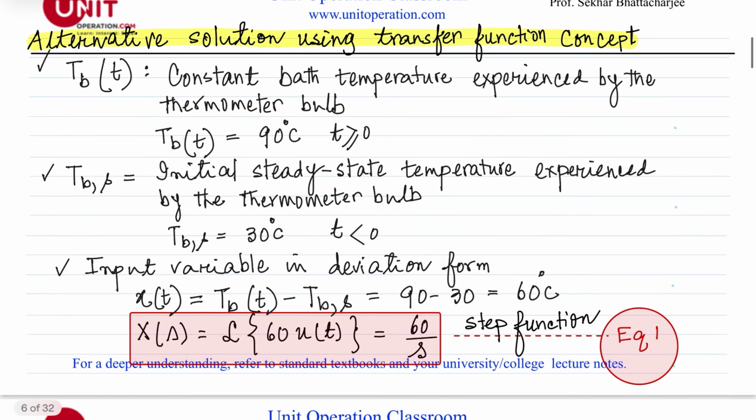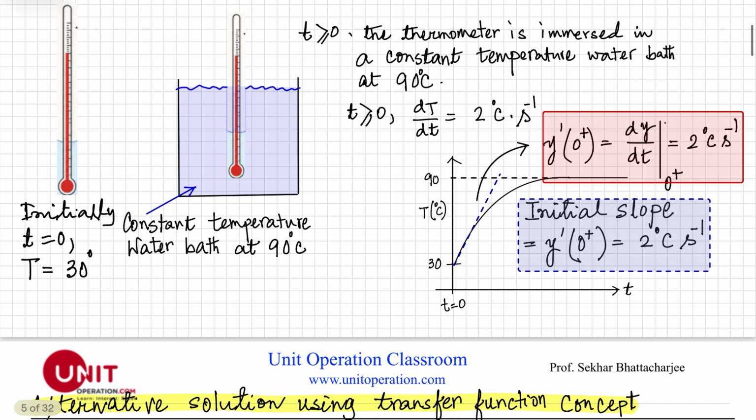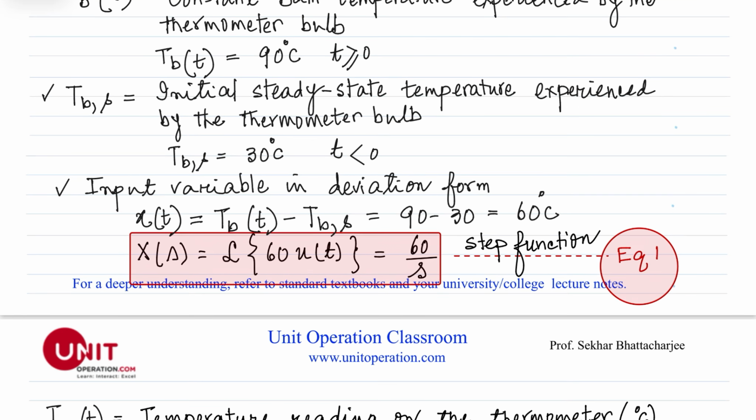Okay. So the input variable in deviation form. What is the input function here? The input function is 90 degrees minus the difference in temperature. That's the driving force, right? So that's what we are showing. This XT is the input variable, which is 90 degrees minus 30, that is 60 degrees Celsius. So 60 UT. If we take the Laplace transform of this one, this would be 60 over S. So this is basically a step function.